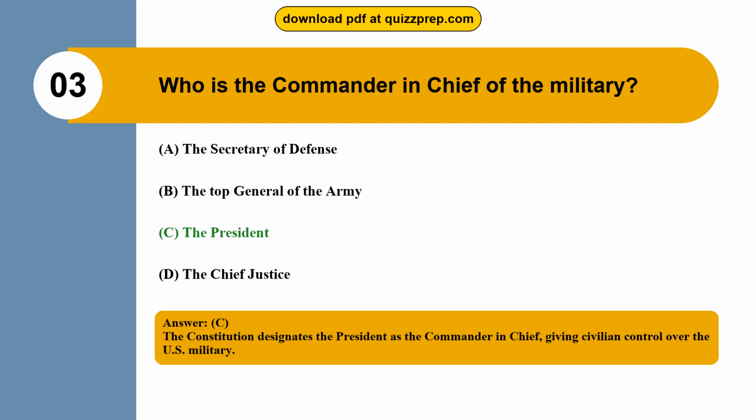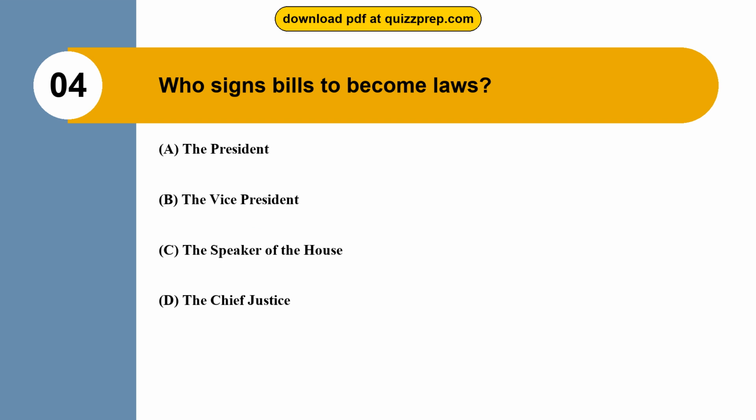The Constitution designates the President as the Commander-in-Chief, giving civilian control over the U.S. military. Question 4. Who signs bills to become laws? Option A, the President. Option B, the Vice President. Option C, the Speaker of the House. Option D, the Chief Justice. The correct answer is option A, the President.